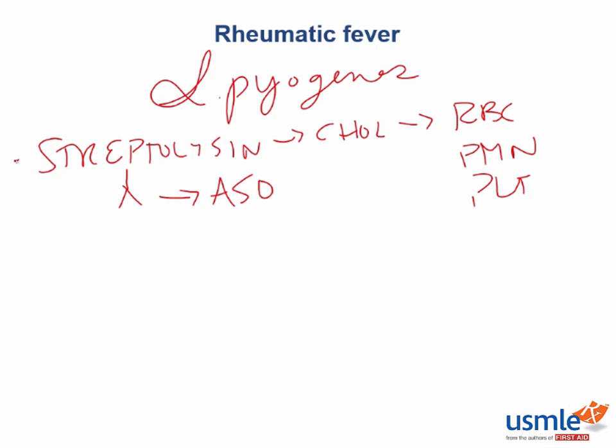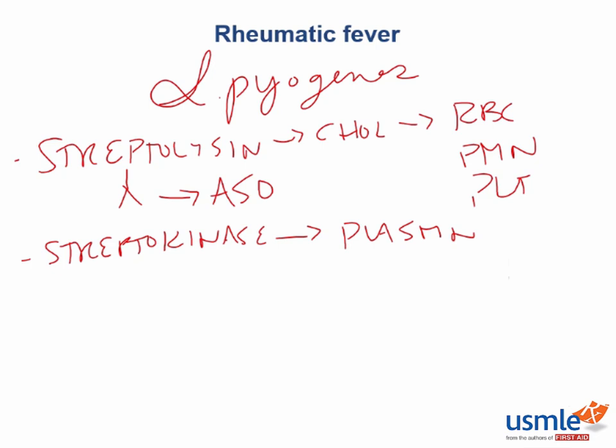Now this bug also produces streptokinase. Streptokinase is very important because it activates plasminogen and makes plasmin. It also produces one more thing, and that's hyaluronidase. Hyaluronidase is an important enzyme which allows bacteria to spread by breaking apart hyaluronic acid. Hyaluronic acid is an important component of connective tissue. This is a great time to flash back to your immunology.